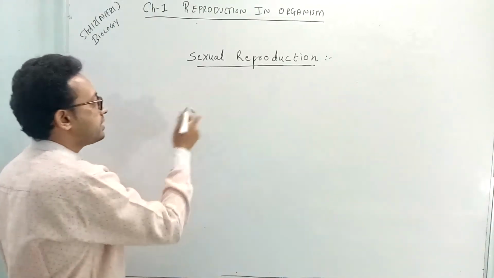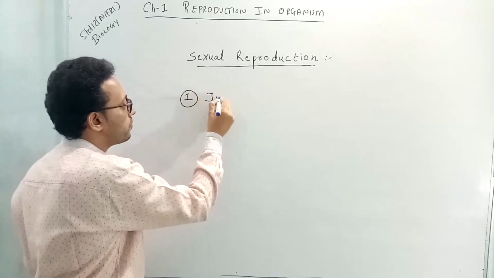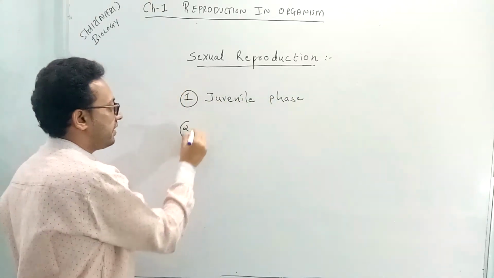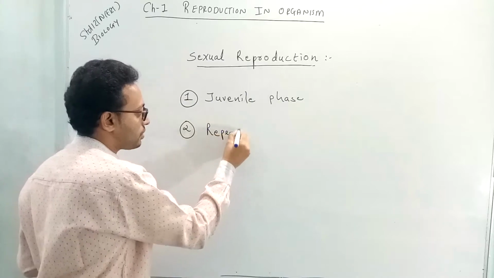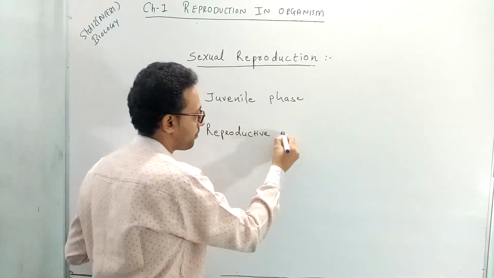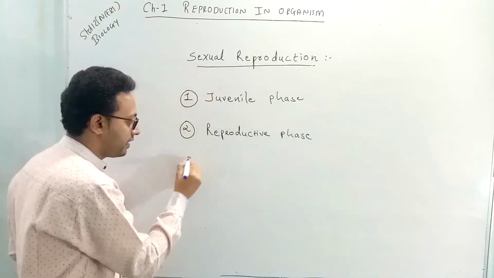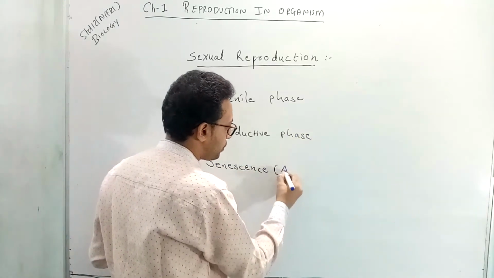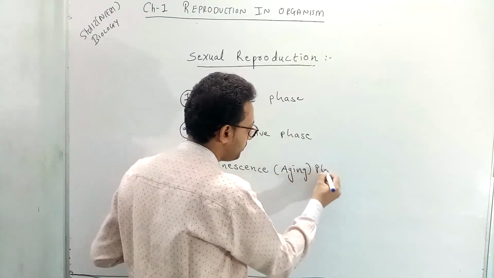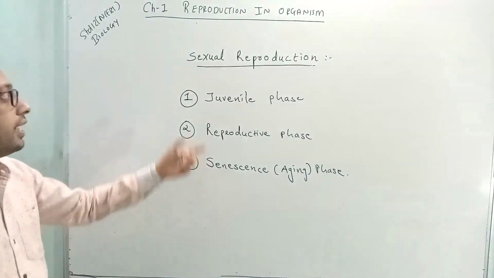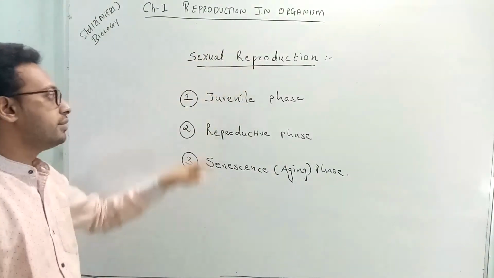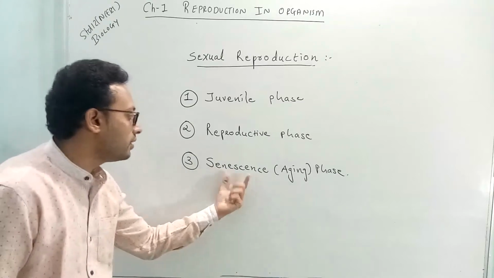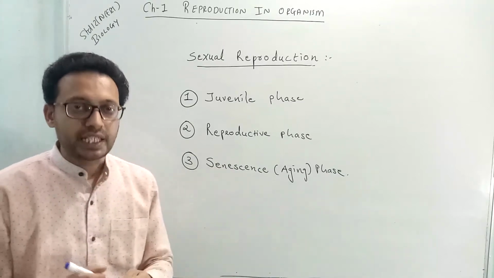There are three stages or three phases. First phase is called the juvenile phase. Second phase is called the reproductive phase. And the third phase is called senescence, or you can also call it the aging phase. Clear, students? So the life of a sexually reproducing organism divides into three phases. First is the juvenile phase, the second is the reproductive phase, and the third is the senescence phase. Now we discuss each one in detail.